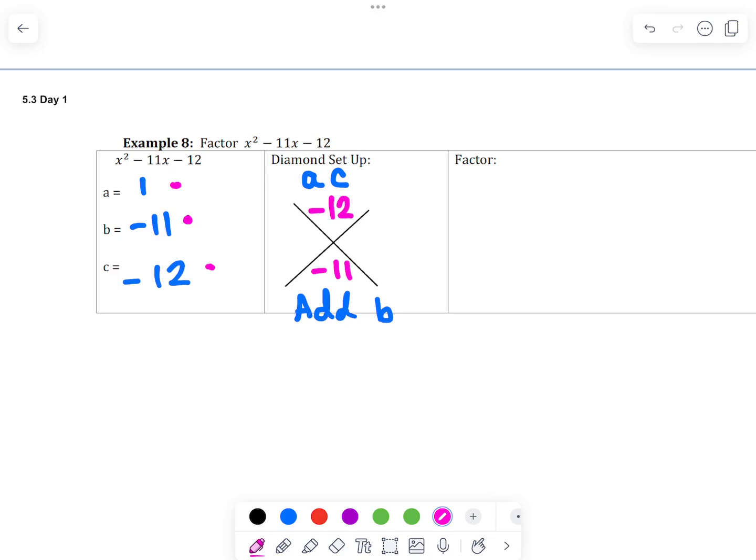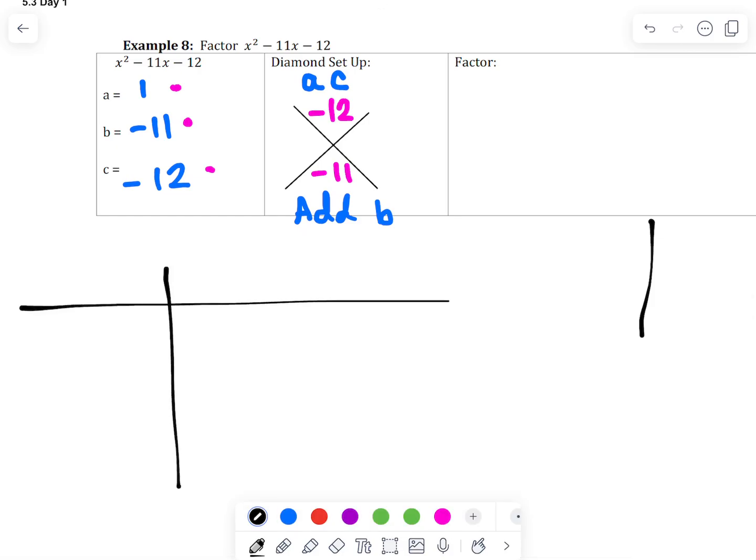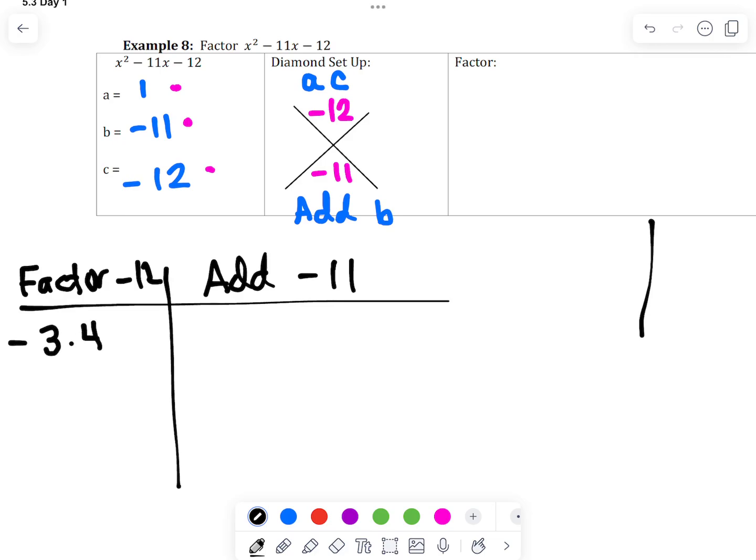So we're looking to see what multipliers of negative 12 add to negative 11. So I'm going to create a chart. Now, if you can do this in your head, that's fine also. So we're factoring negative 12 that adds to negative 11. And once you find it, you can be done. So I'll say negative 3 and positive 4. When I add those together, I get positive 1. It's not there.